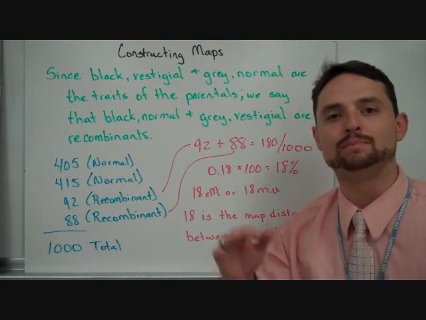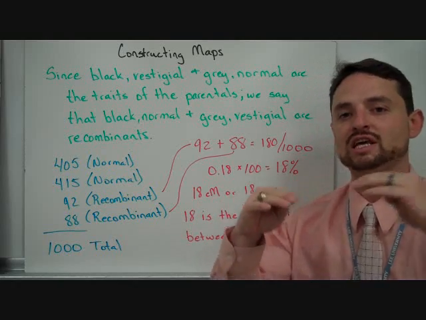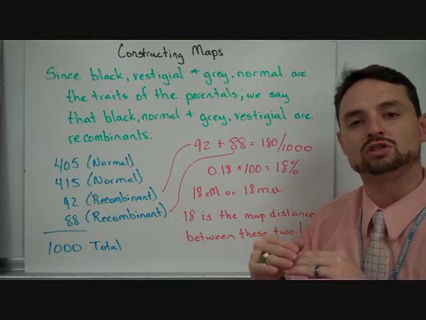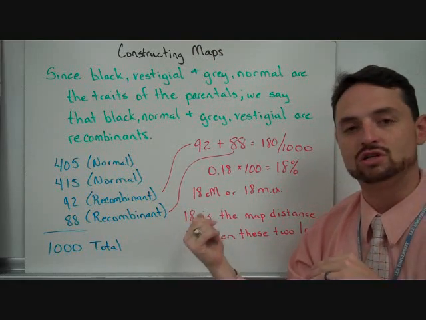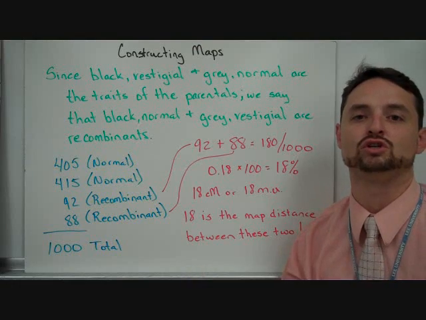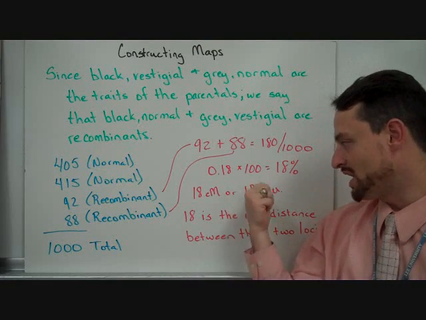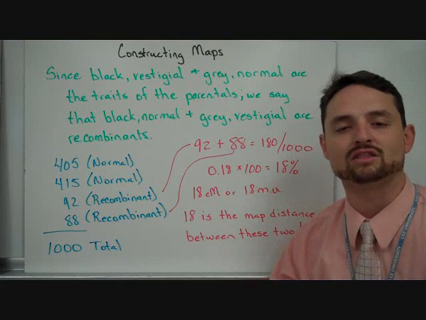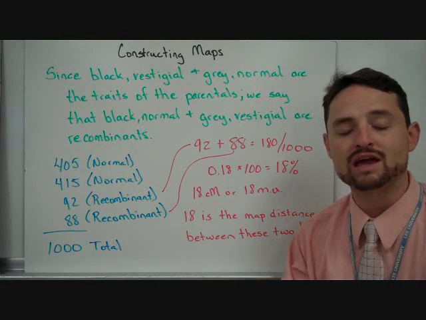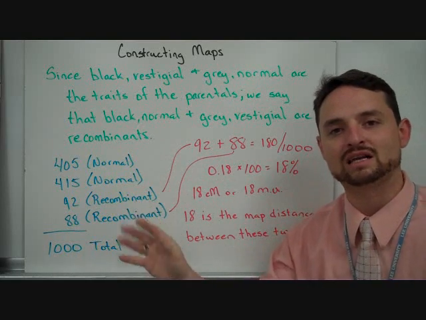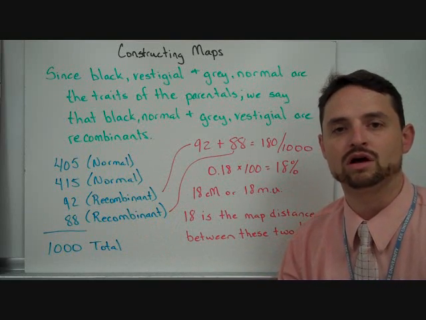So then we could compare multiple genes. We could see if the distance is greater than 18, then those genes would be further away than these two genes, or if the distance is smaller, closer. This works up to 50. When you get a 50% here, then those genes are going to act like they're on different chromosomes. Whether they are or not, that distance is going to allow them to act like they're on different chromosomes.